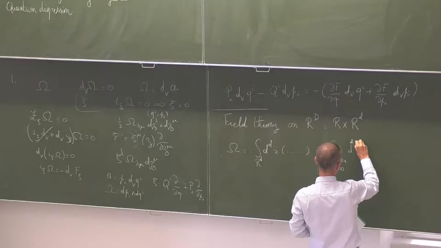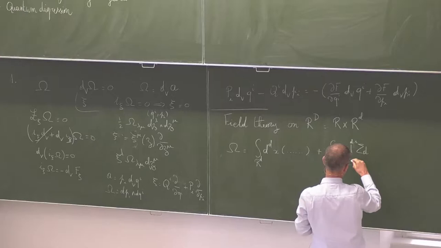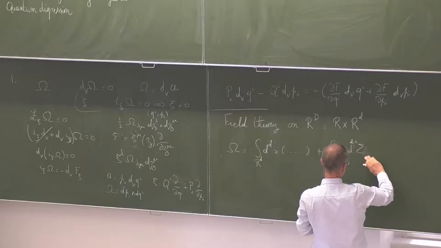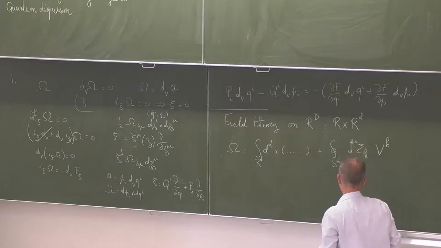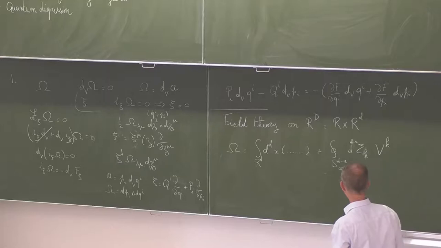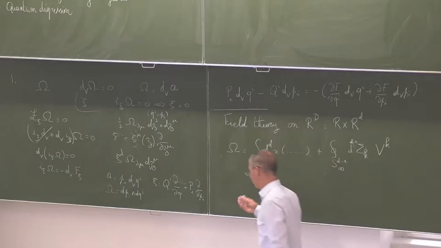Sigma, so this would be the surface element on this d minus one sphere, or k, then some vk, okay? So that would be the general expression of the symplectic form. And I want to show that if I come with, one can show, well, two, so I will focus on this equation.